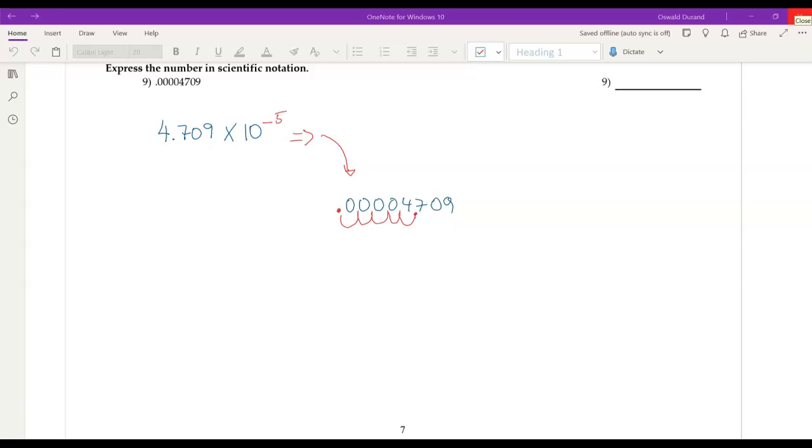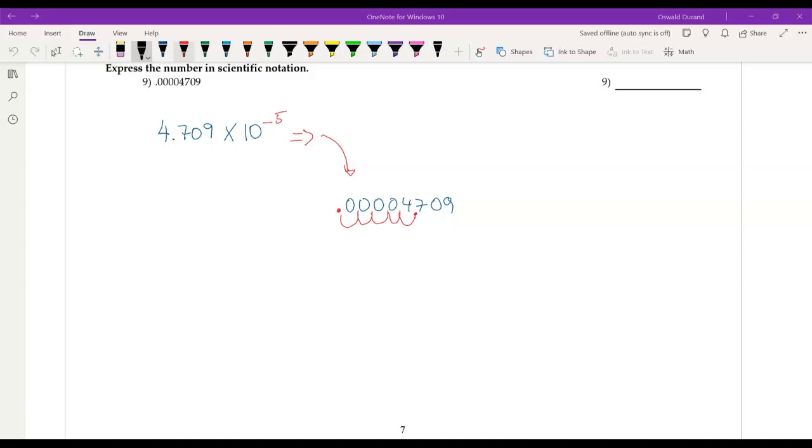All right, so you had a question about this problem, right? You wanted to know how I knew that I had to put a decimal point here, and why not here or here or here, right? So that was your question.